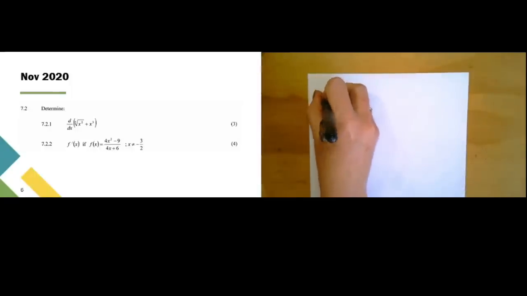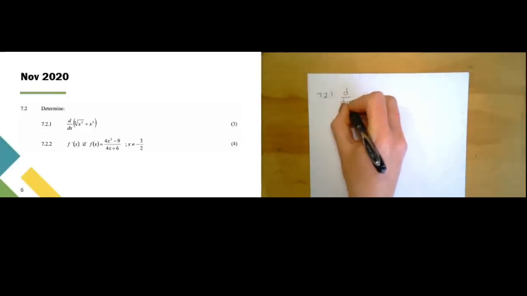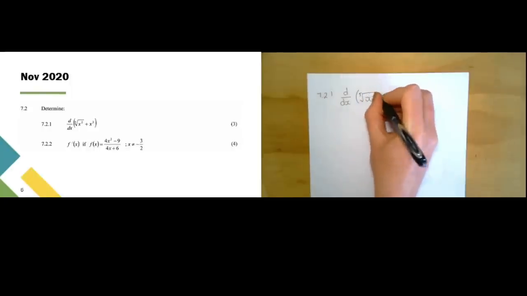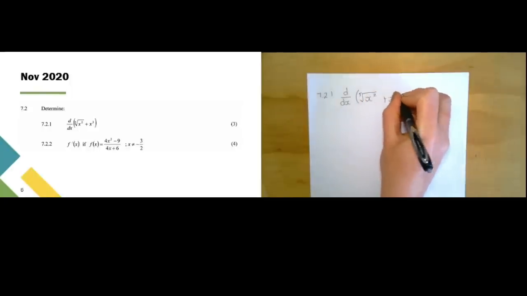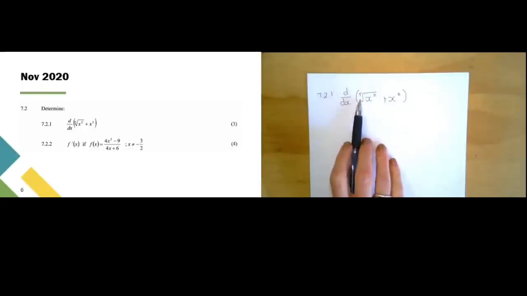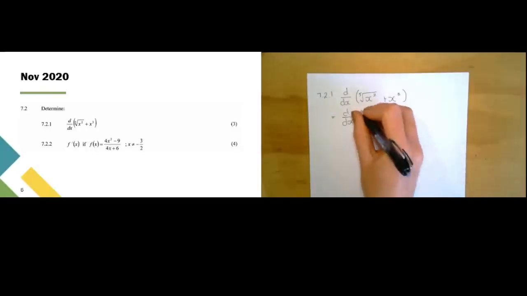same again, question 7.2.1. They just say determine, so I can use the rules. I do not have to use first principles. And they've given me d over dx. Pay attention to the notation, please. They've given me the fifth root of x squared plus x to the power of 3. So before I can get the first derivative, I first need to get rid of this root. Remember, I'm not getting the first derivative yet, so I'm keeping my d over dx.